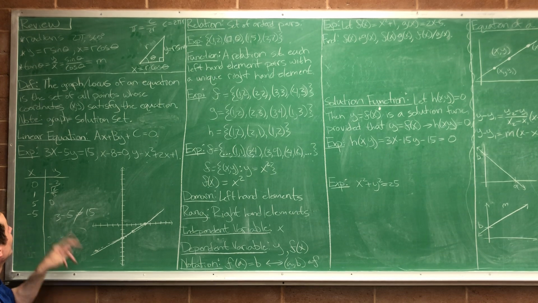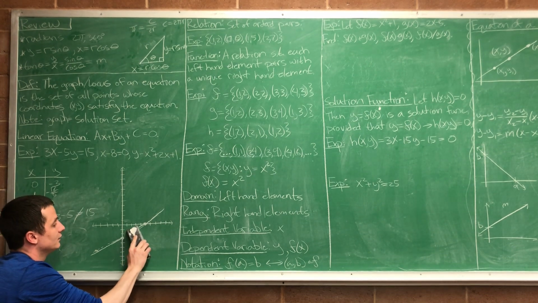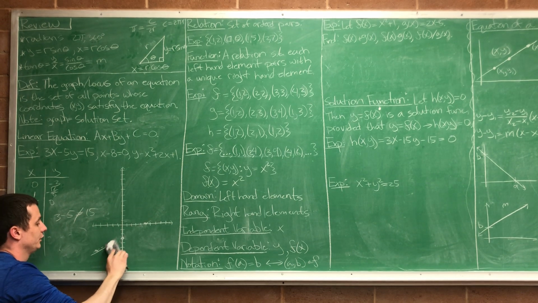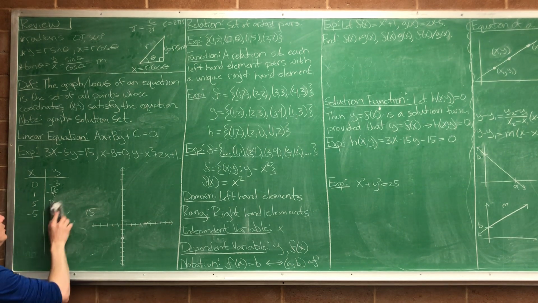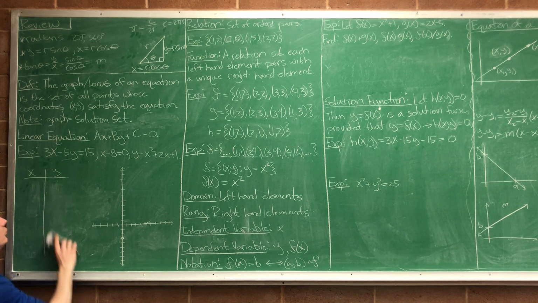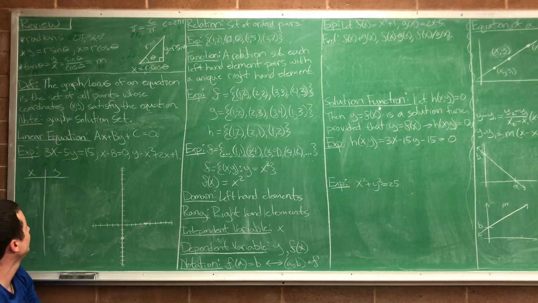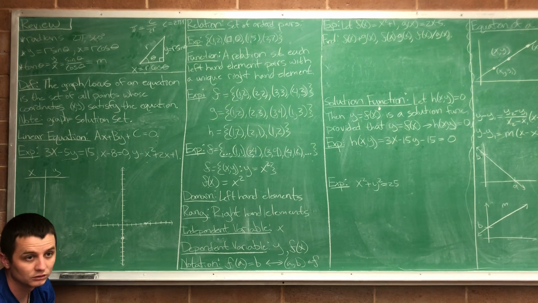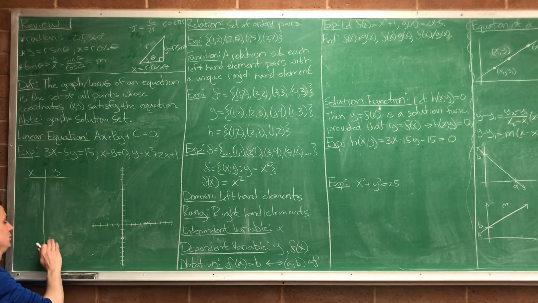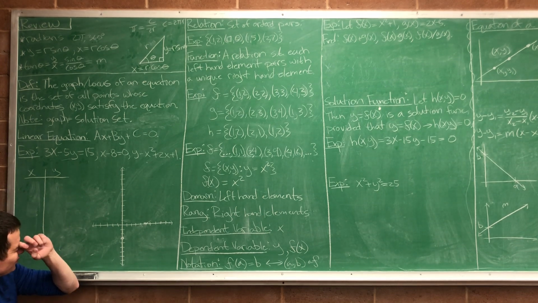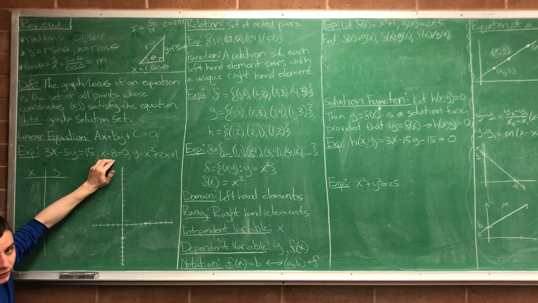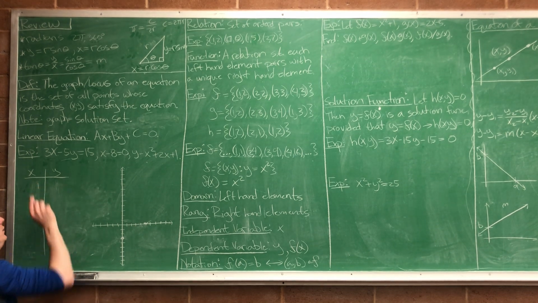Okay, so that was the first equation. Let's graph this next one now. Get a feel for it. So this next equation, we're looking at x minus 8 is equal to 0. So x minus 8 is equal to 0. Let's see, if x is equal to 1, what's y?